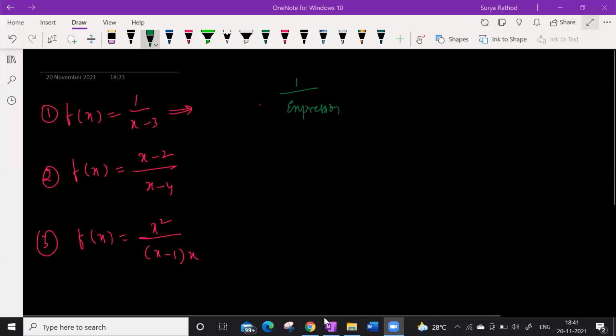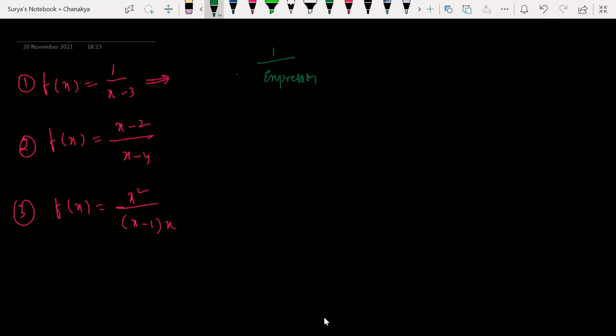Look at this here, what I told, beta. So whenever you have 1 by expression, sir, I'm not sharing the screen. Yes, sir, I forgot, sorry. These are the three questions I have given. Look at the first, second, third questions. So what I told here, if you have 1 by expression, what is the condition for this? Expression should not be equal to 0.